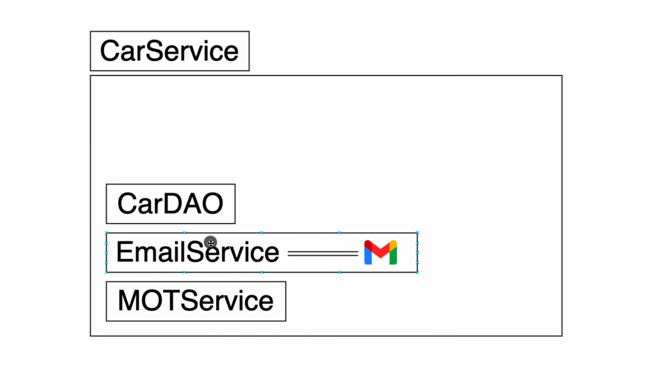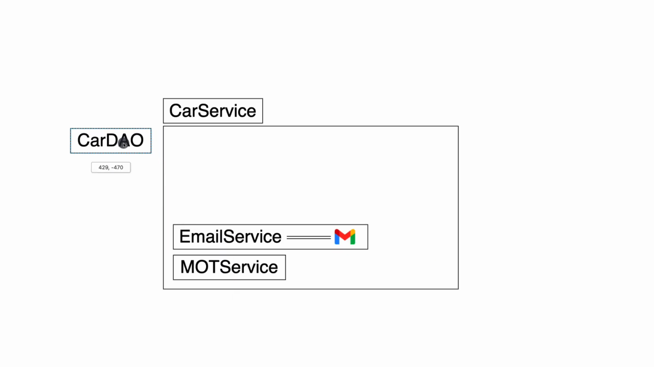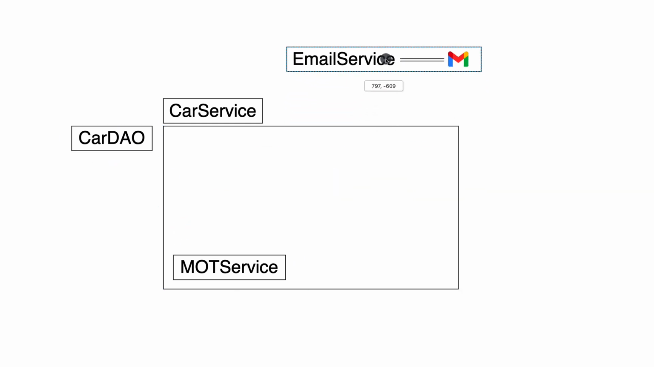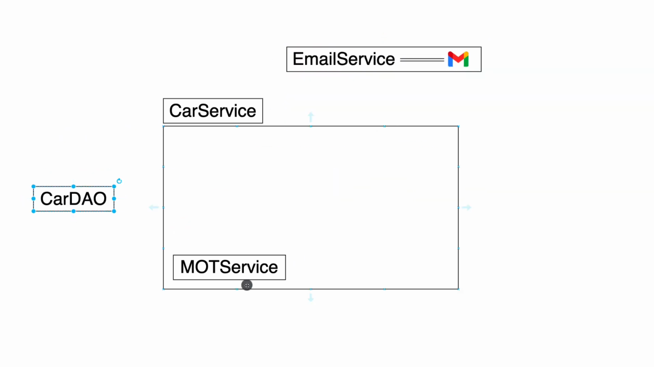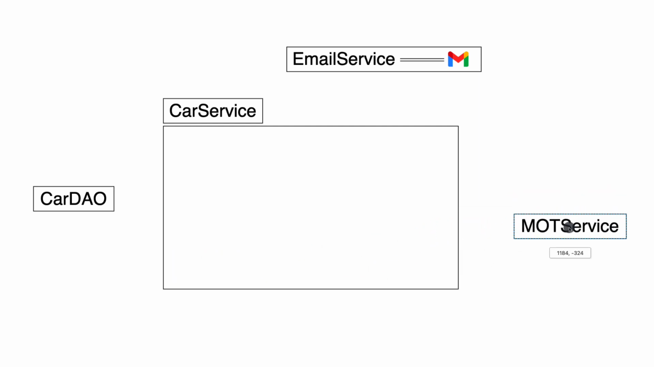Right? Because it has dependencies that basically do not instantiate because they have a direct connection to Gmail, for example. Now, what is the solution for all of this? Well, instead of us baking these dependencies, so car DAO, email service, and MOT inside of car service, now what we do is we take them out just like that, and let's take MOT as well.